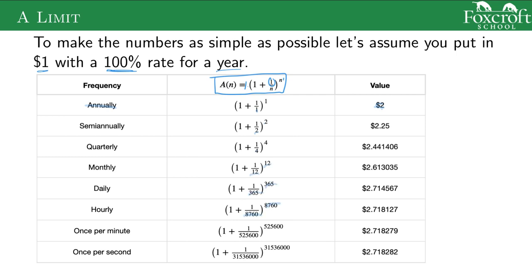So there's 8,760 hours in a year. And that's how much you have. Once every minute, that's how many minutes are in the year. That's how many seconds are in the year. All right, so you would think as I go to every single second, like I'm adding these little bits of money so often that I basically get infinite money.